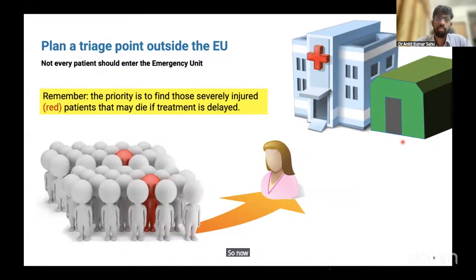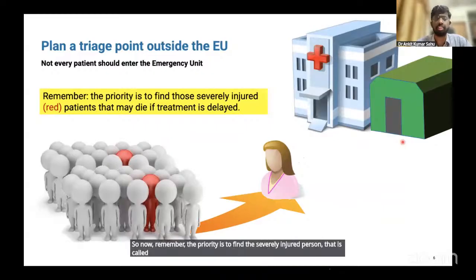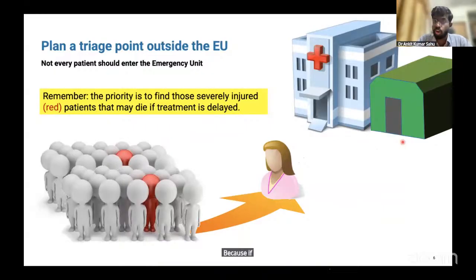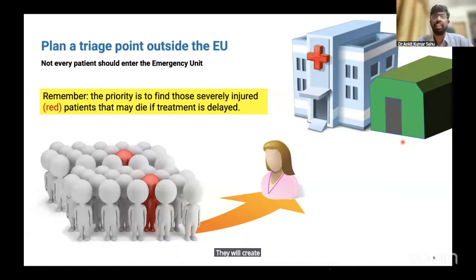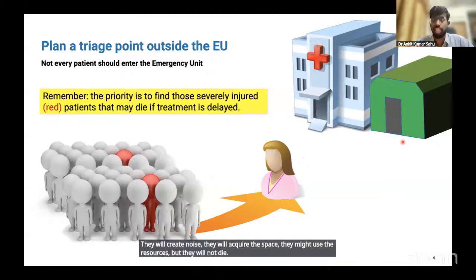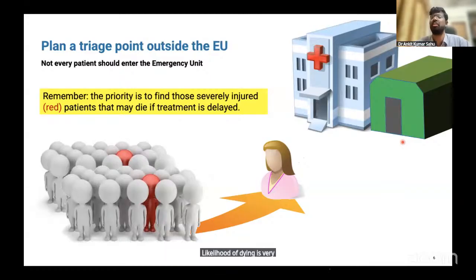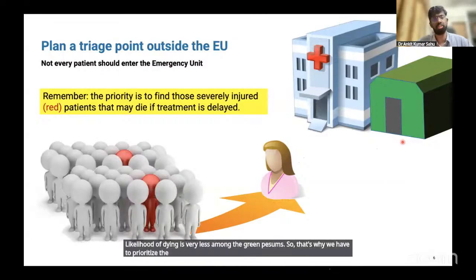So now, remember, the priority is to find the severely injured patients, that is called red patients. Because if red patients are not categorized and segregated, they will die if treatment is delayed. But for the 80% green patients, even if you do nothing, they will create noise, they will occupy space, they might use the resources, but they will not die. The likelihood of dying is very low among the green patients. So that's why we have to prioritize the red patients here, those 20% of the patients.